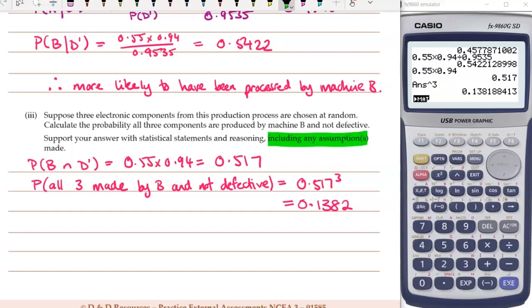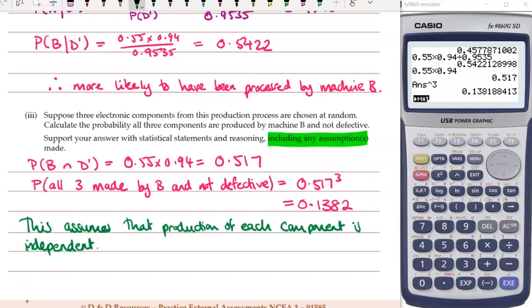And that is the first one, that these components' probabilities are independent of each other. And we also assume that the likelihood of being made by B or A remains consistent throughout the process, that it doesn't change by taking components out when you're sampling, or anything else that would vary.